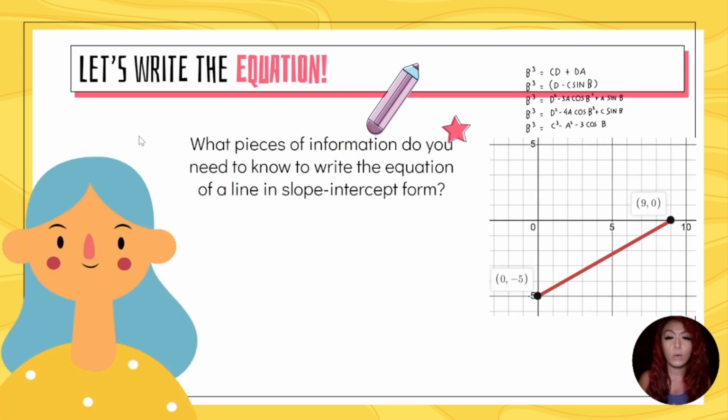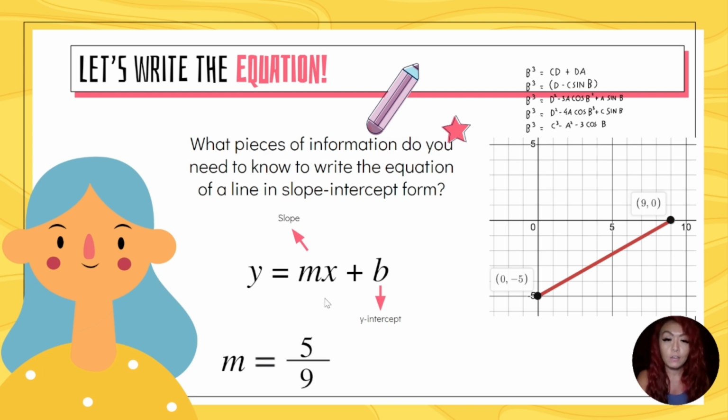So let's write the equation. What pieces of information do you need to know in order to write the equation of a line in slope-intercept form? So let's recall our slope-intercept form, y equals mx plus b. m is the slope, and b is the y-intercept. So basically, if you know the slope of the line and the y-intercept of a line, you have enough information to write the equation of the line in slope-intercept form.